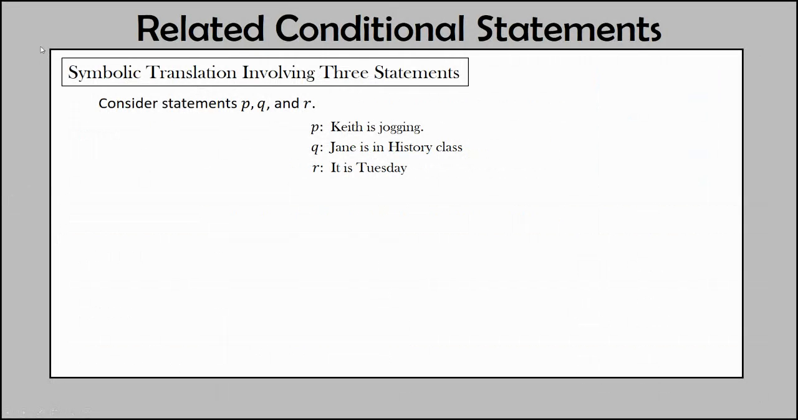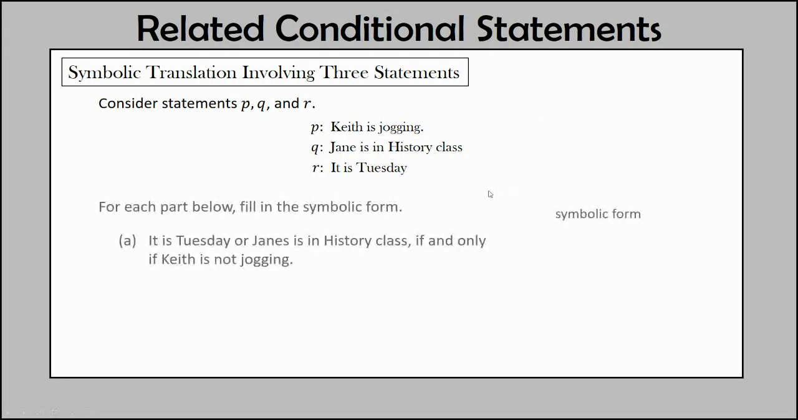Okay. The last thing we're going to look at is taking our concept of conditional statements and using three statements together to write the statement using symbolism. So, for example, for each part below, fill in the symbolic form. So we want to write the symbolic form, and we're going to use some grouping symbols here because we have three statements. We have to know what goes together first and then what's applied to it second.